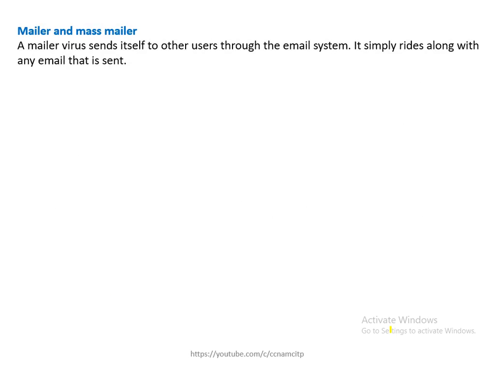Next one is mailer and mass mailer. So the mailer and mass mailer virus is a kind of virus that is very simple to understand. A mailer virus sends itself to other users through the mail system or email system. It simply rides along with any email that is sent. For example, I'm sending an email, so inside that email the virus is going to another system or another user. That is the concept of mailer or mass mailer.